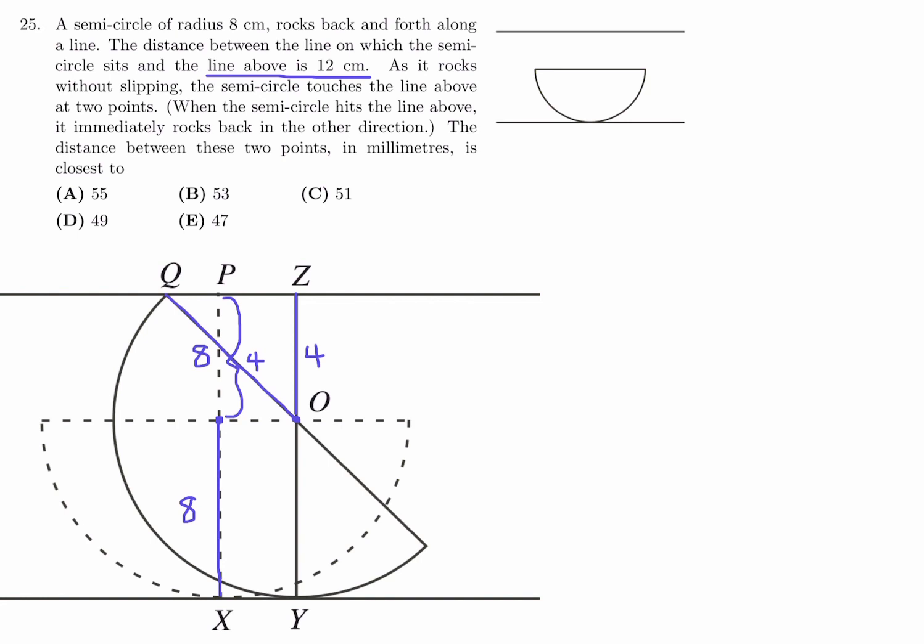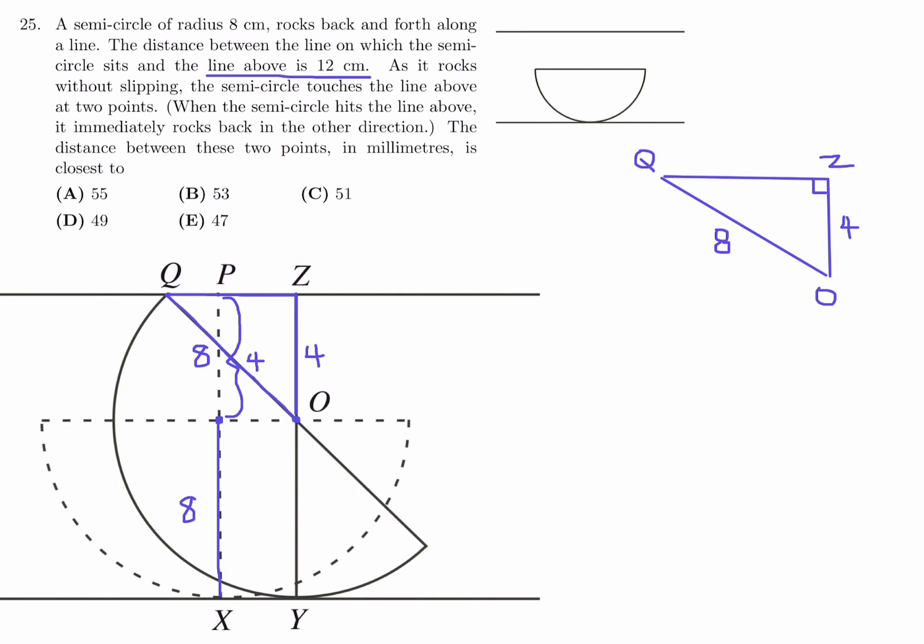So let's draw this triangle QZO on the side here to avoid making this diagram messy. So here is Q, here is Z, and here is O. And we figured out that that's 4. And this is, of course, just the radius, so that's 8. And this is a right angle.